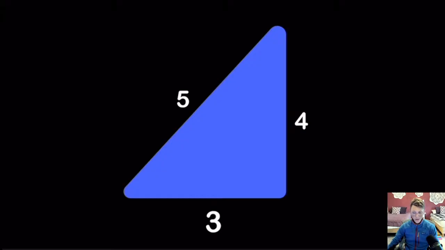Basically, the way this works is if you have things in this particular proportion, so one side is 3, one side is 4, then so long as it's a right triangle, the other side is going to be 5.